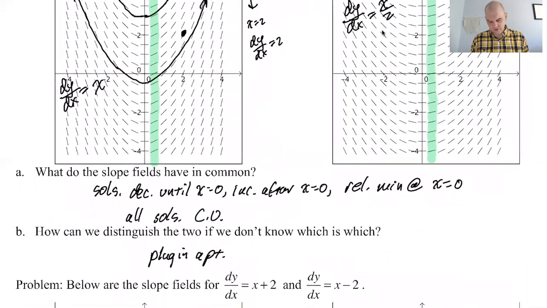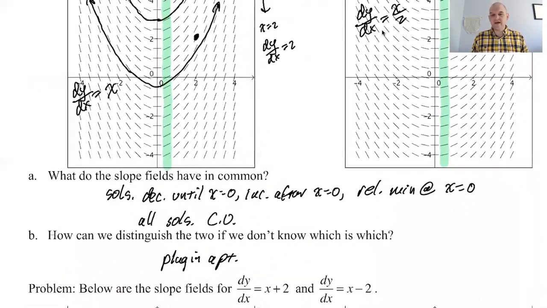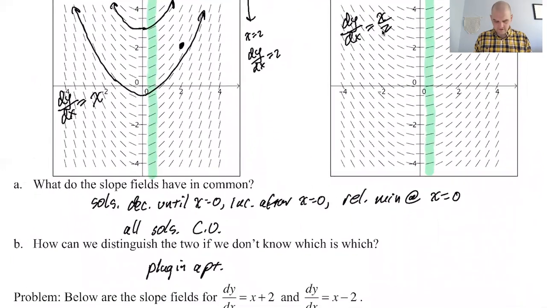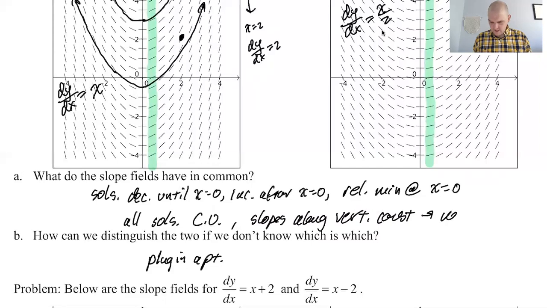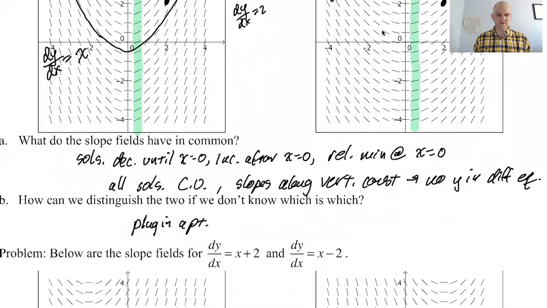Not the case here, which I deliberately picked these. Oh, another thing I would add about what the slope fields have in common is that the slopes along vertical lines are constant, which means there's no y in the differential equation. We knew that going in because we were actually given the differential equations, but if we didn't know that going in, that would be incredibly useful information.